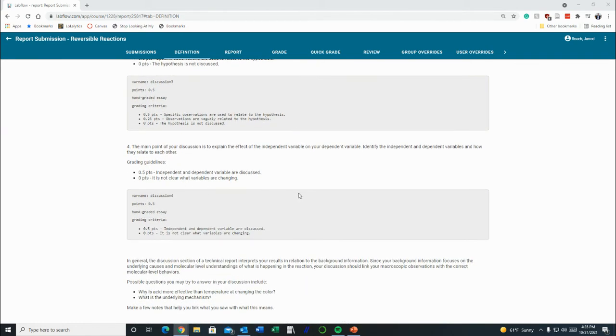Part four is that the main point of discussion is to explain the effect of the independent and dependent variable. So I need you to tell me what your independent variable is and what your dependent variable is, and how changing your independent variable affects your dependent variable.